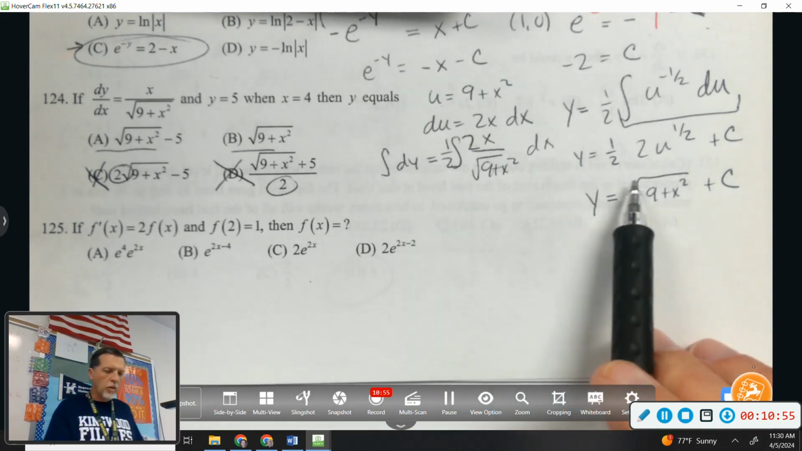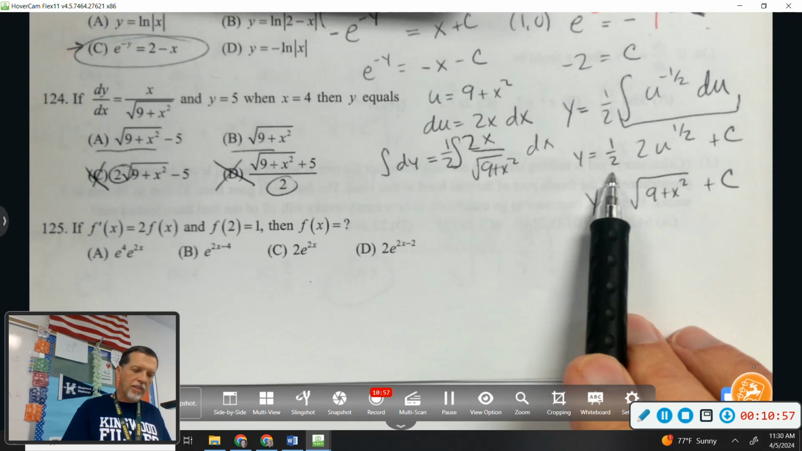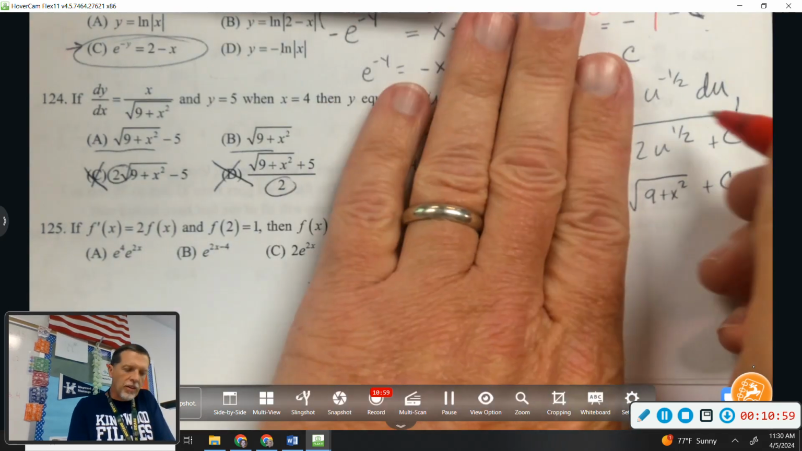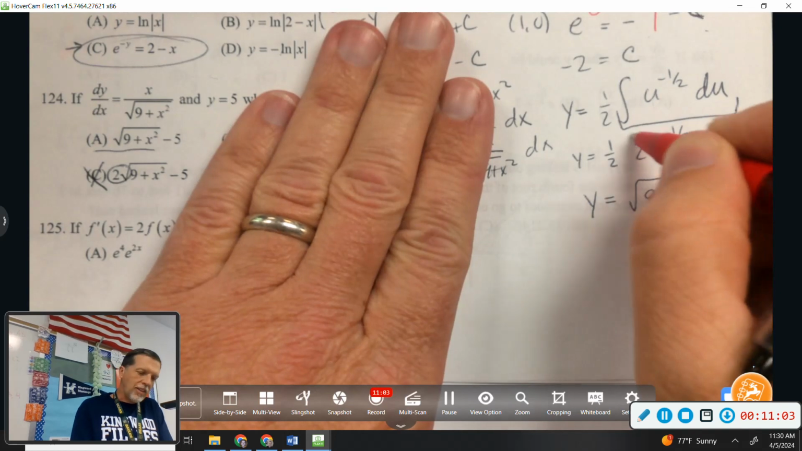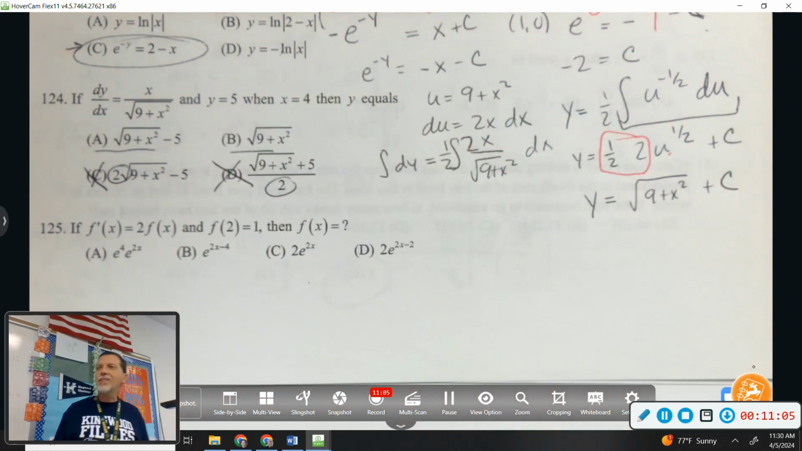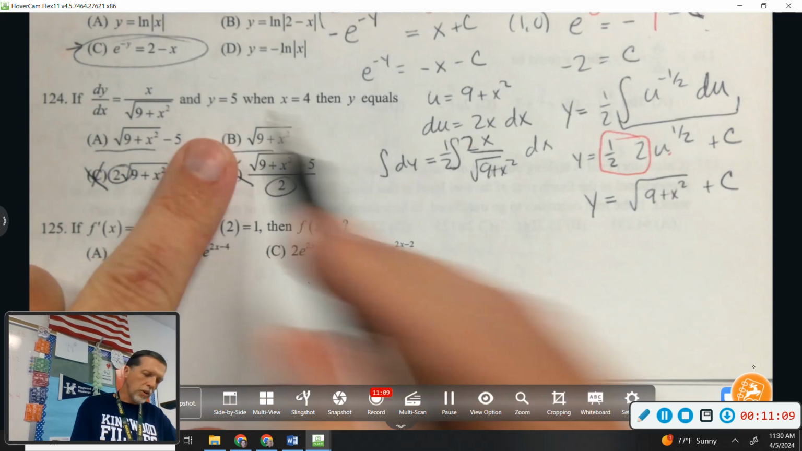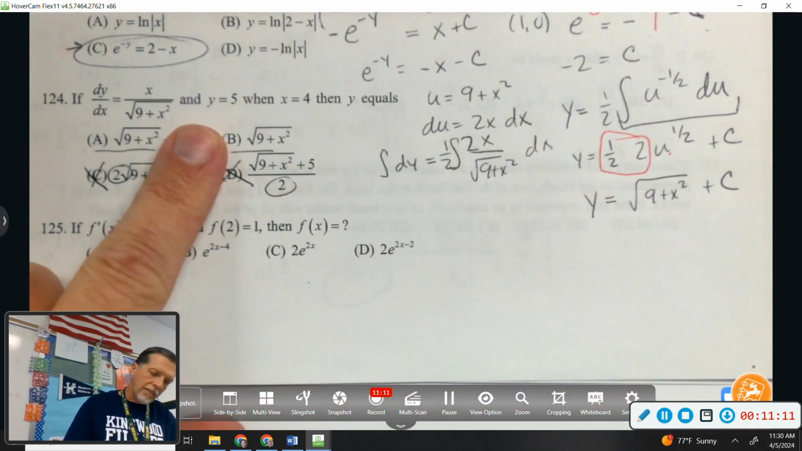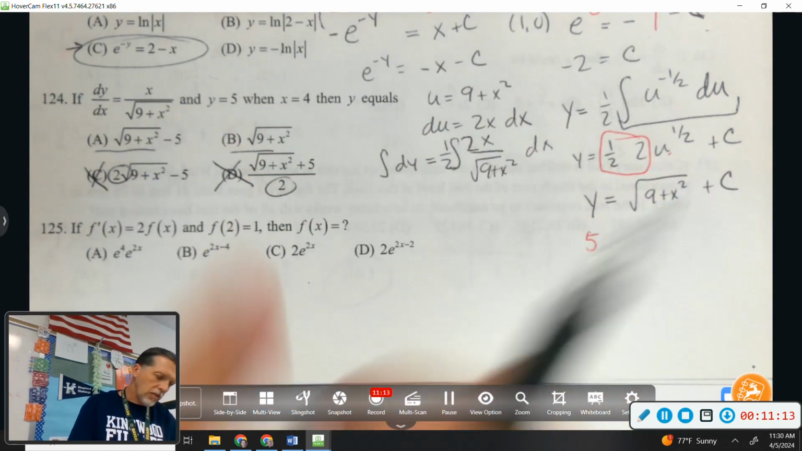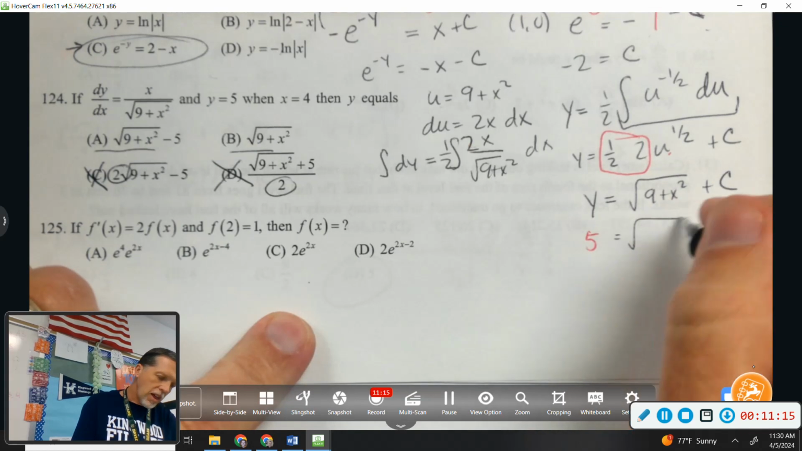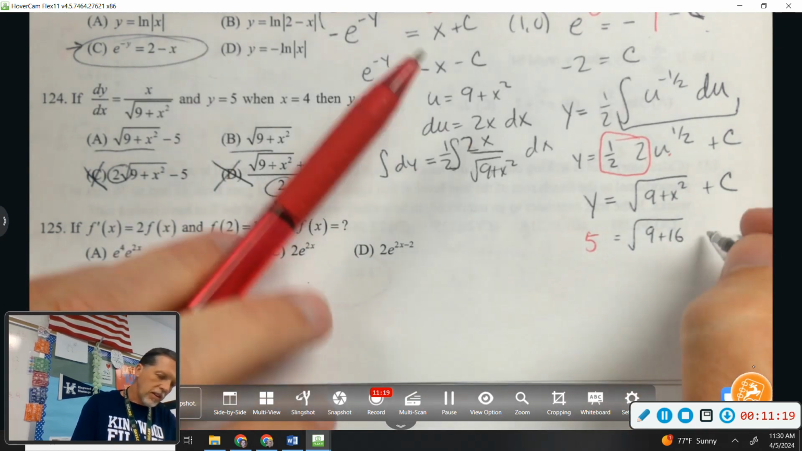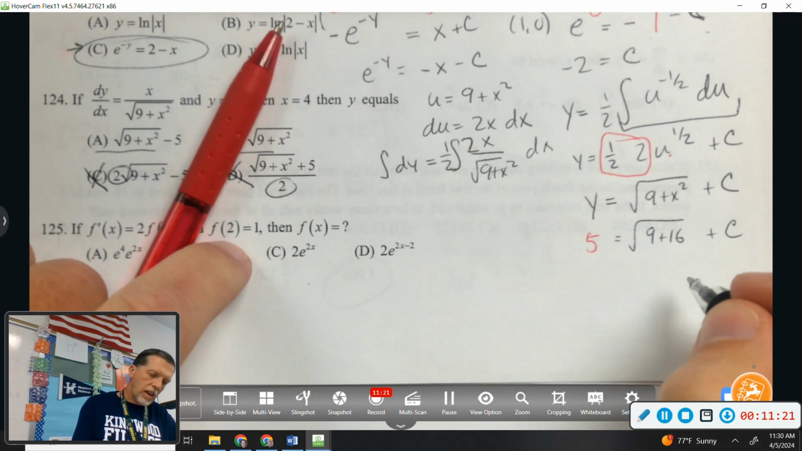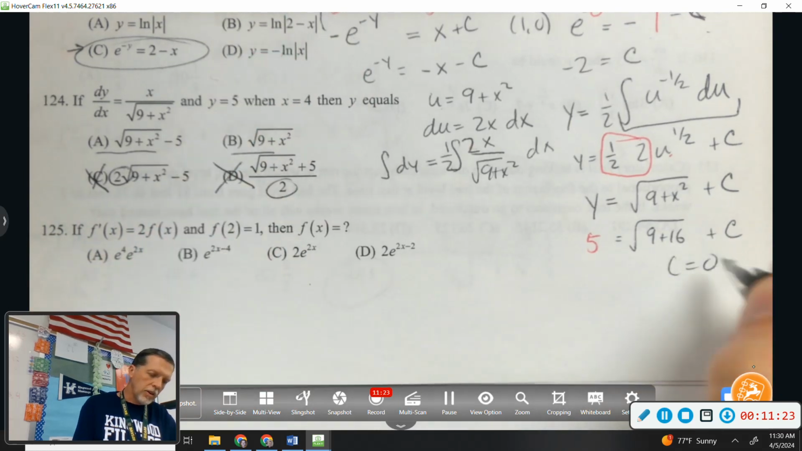So, which 1/2? This 1/2? Well, when we took the antiderivative, that 2 came from the antiderivative, and then these two things combined to go away. So now I just need to figure out which one of those works for 4 or 5. 5 goes in for y. 4 goes in for x. And c equals 0, so that means it's B.